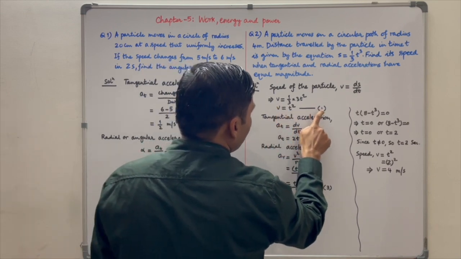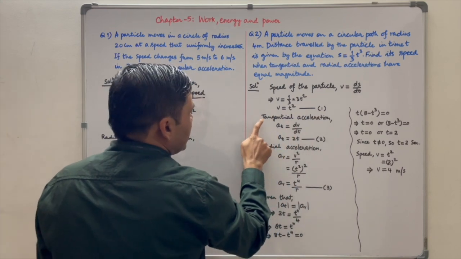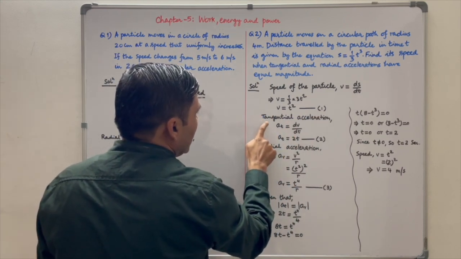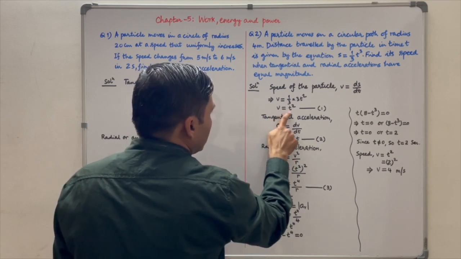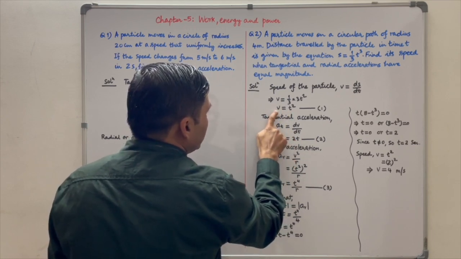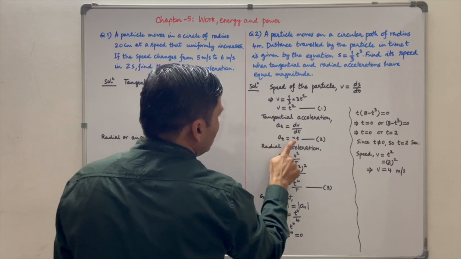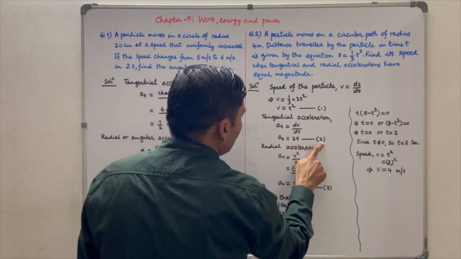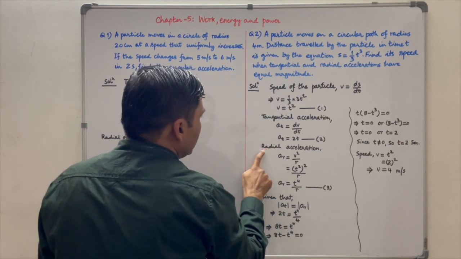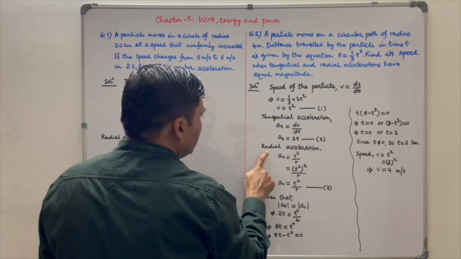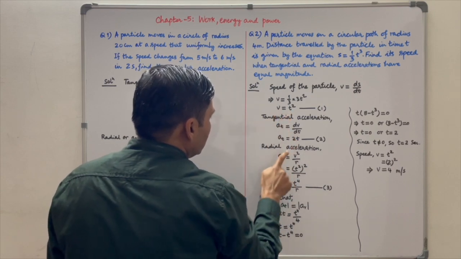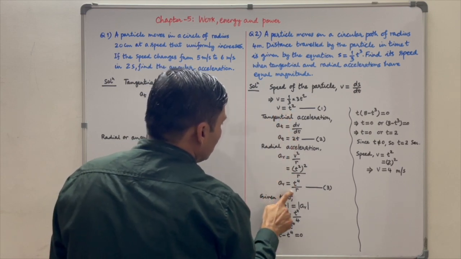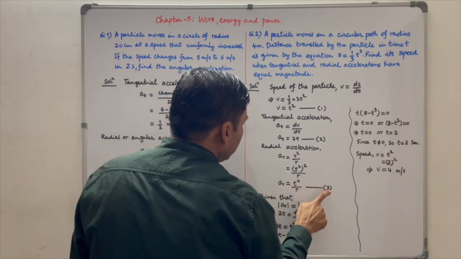So speed v is equal to t square. This is equation number 1. We can calculate tangential acceleration at by the formula at is equal to dv by dt. v is equal to t square. So dv by dt will give 2t. That means at is equal to 2t. This is equation number 2. Radial acceleration ar is equal to v square by r. v is equal to t square. So ar is equal to t to power 4 upon r. This is equation number 3.